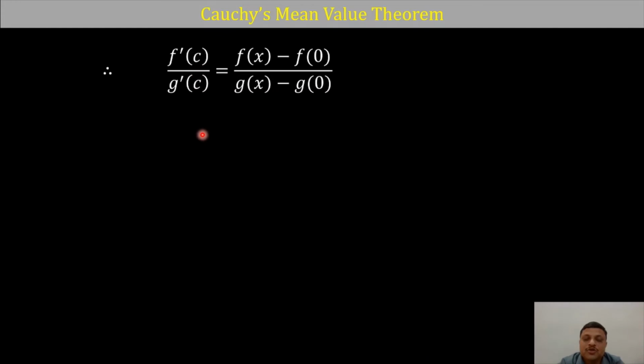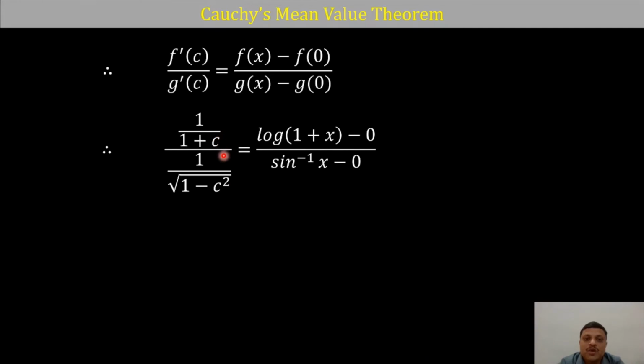Now get f dash of c from f dash of x, which is 1 upon 1 plus x. Get g dash of c from g dash of x, which is 1 upon root 1 minus x square. So it will be (1 upon 1 plus c) divided by (1 upon root 1 minus c square) equal to (log of 1 plus x minus log 1, which is 0) divided by (sine inverse of x minus sine inverse of 0, which is 0). Simplify the left hand side.